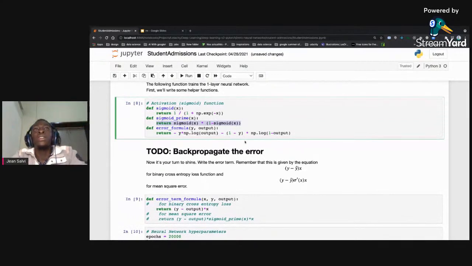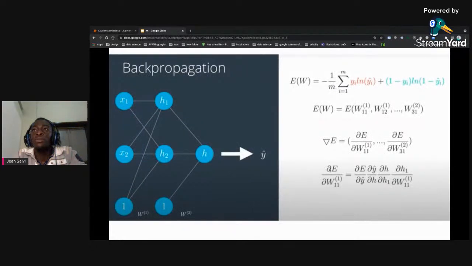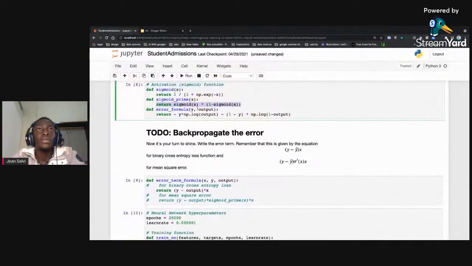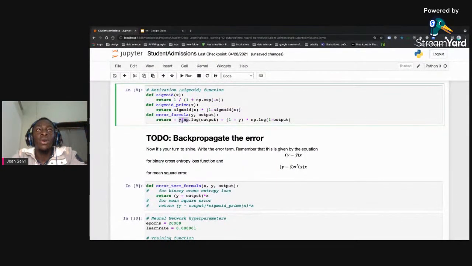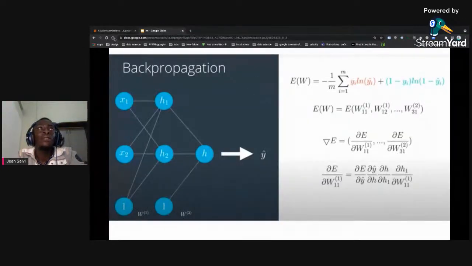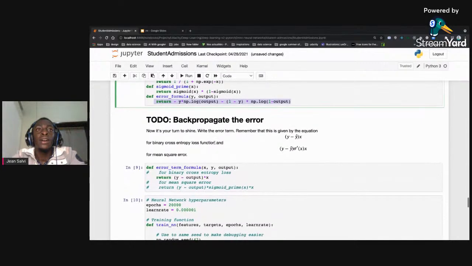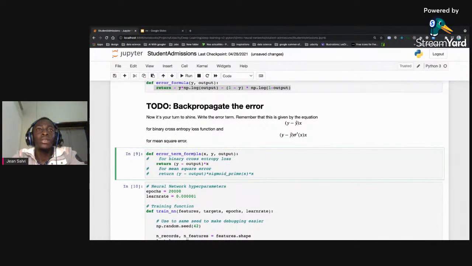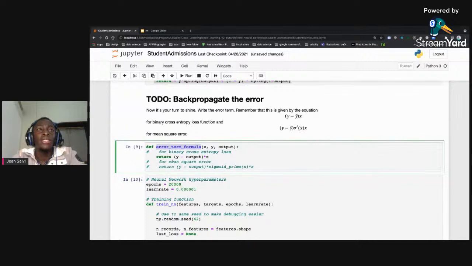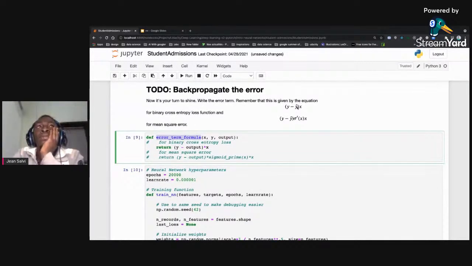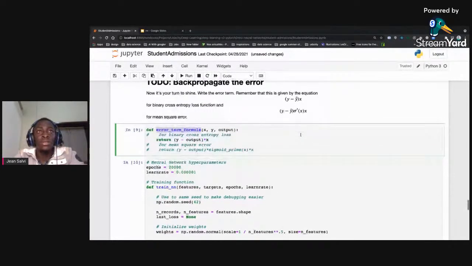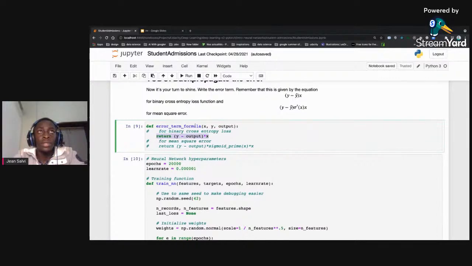And for the error function, this is the error function I'm talking about. As you can see here, NumPy did it: y times np.log of the output, plus one minus y times the log of one minus the output, which pretty much did that formula. Yeah, for backpropagation, you have to return the error term for a specific point. So this is the backpropagation, which is (y minus y hat) times x for binary cross entropy, and for mean square error, you have to come up with (y minus y hat) times the derivative of the sigmoid of x, times x. So here I implemented this binary cross entropy.